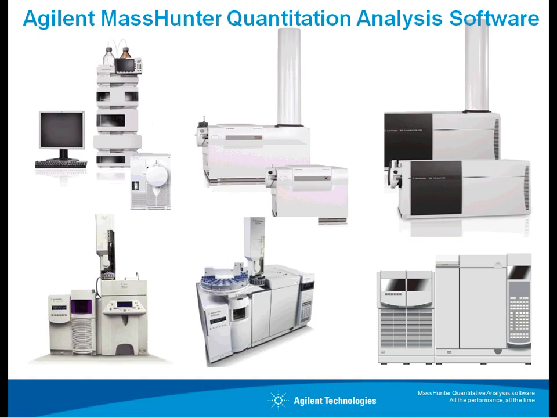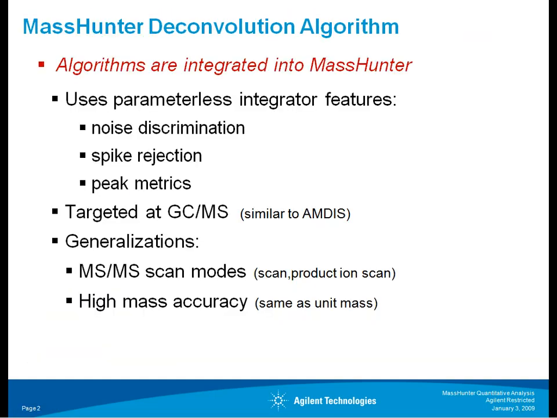I'd like to cover a bit of background material and say a couple of words about deconvolution. With the MassHunter deconvolution approach, an important point is that these algorithms are integrated into the MassHunter applications, Qual and Quant. The algorithm uses the parameterless integrator features such as noise, discrimination, spike rejection, and peak metrics. Also, this is basically targeted at GCMS scan data.